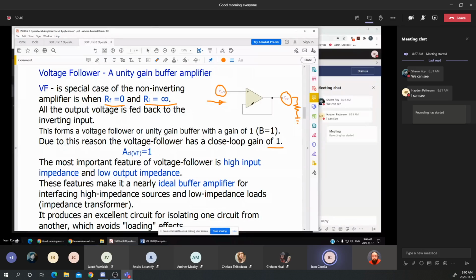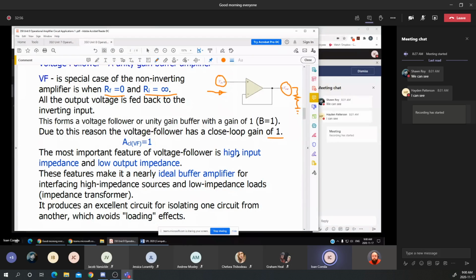This circuit does not have any gain, but at the same time, one of the advantages or applications of this circuit is as an impedance adapter. A very high input impedance and very low output impedance is the most important property or characteristic of a voltage follower.